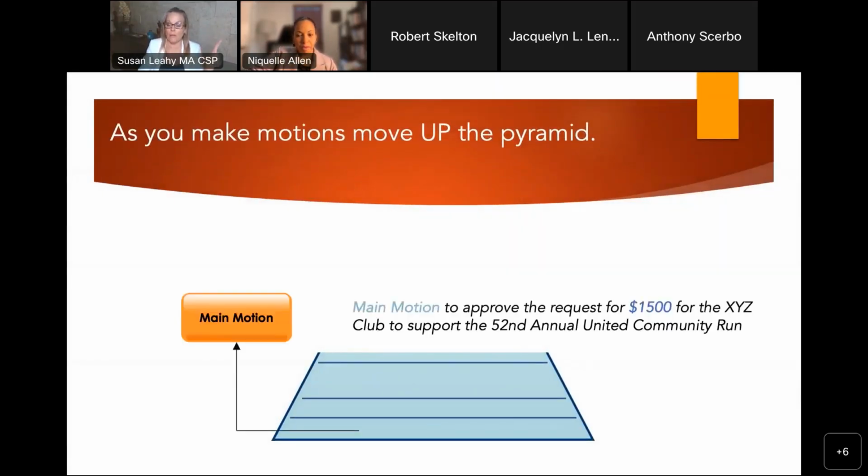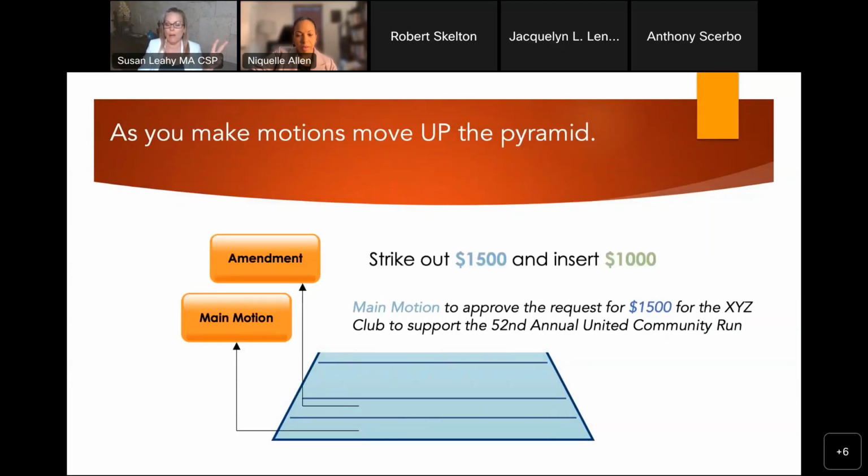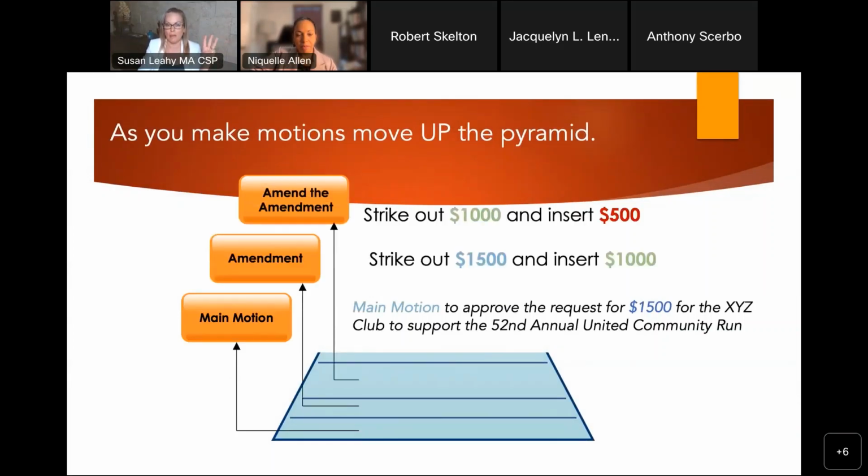Okay, so we've got our main motion, we have our amendment, and we have our amend the amendment. So that's what we've got inside of our pyramid. In order to clear this item of business and move on to the next item, how many votes do we need to take on the way down? So we have 3 motions.